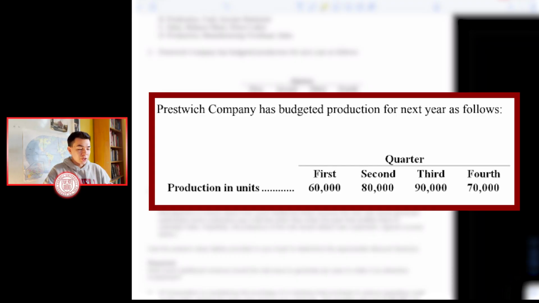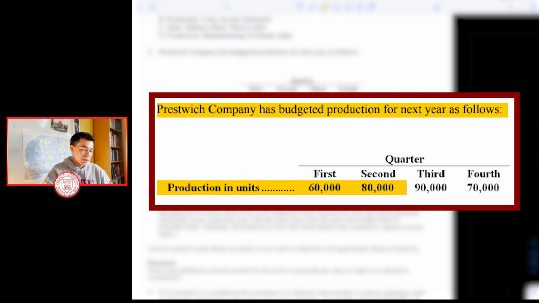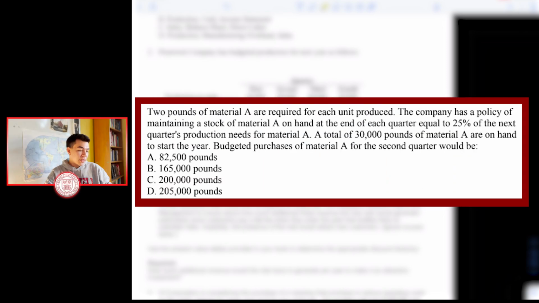So let's look at number 2, which is: Press Company has budgeted production for the next year as follows. They give us some production numbers here for each quarter. Additionally, it says 2 pounds of material A are required for each unit produced. The company has a policy of maintaining a stock of material A on hand at the end of each quarter equal to 25% of the next quarter's production needs for material A.